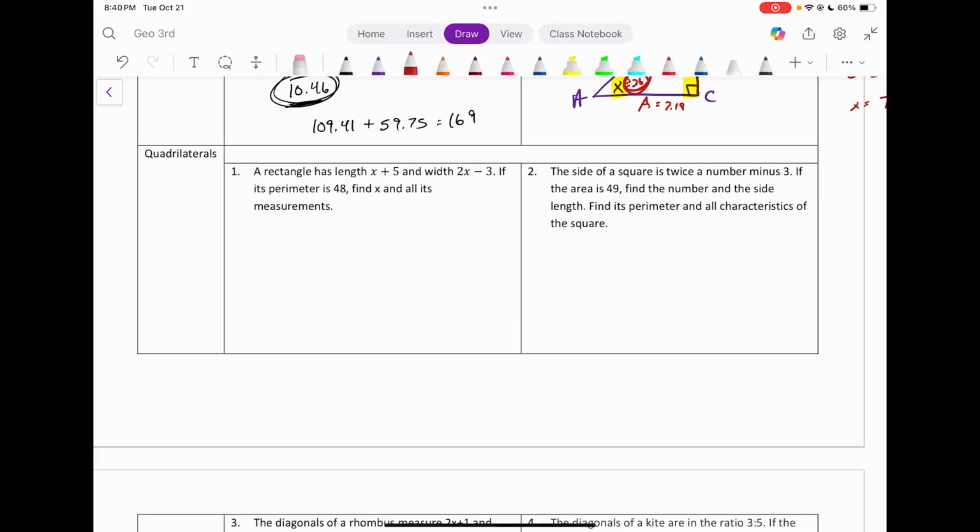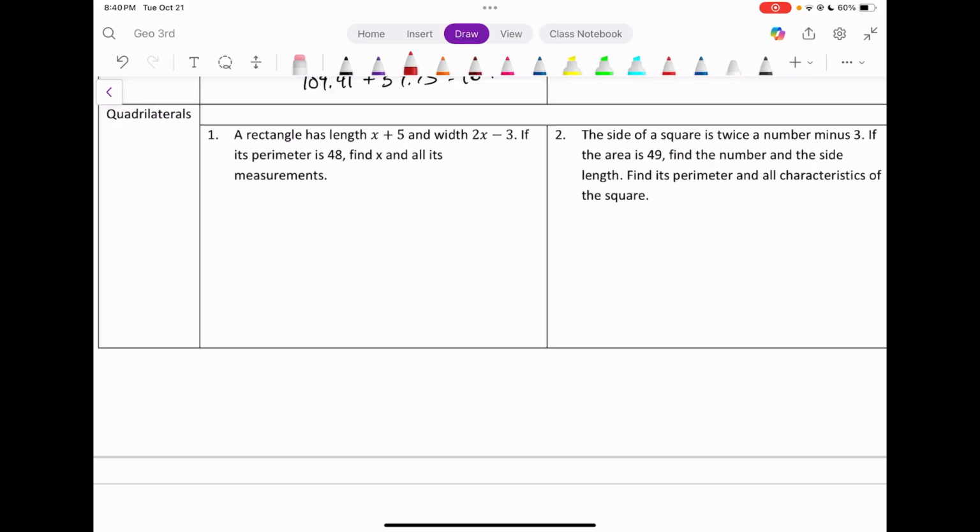Okay, quadrilaterals are going to be done the exact same way as triangles and the other ones. We just have to define our variables and then find out some sort of relationship. The first problem here says you have a rectangle. The sides of the rectangle have length x plus 5 and width 2x minus 3. And it tells you the perimeter, the distance all the way around, is 48.